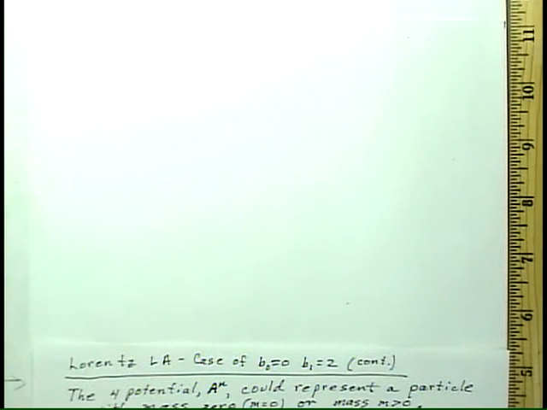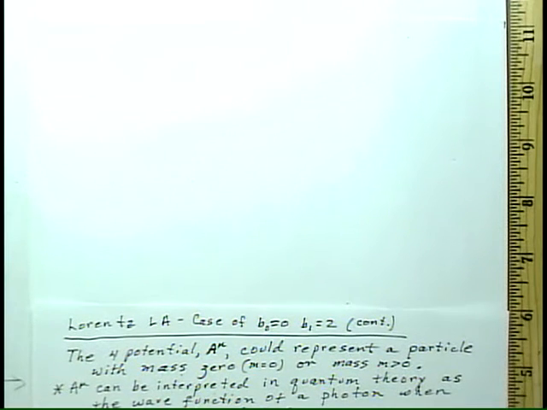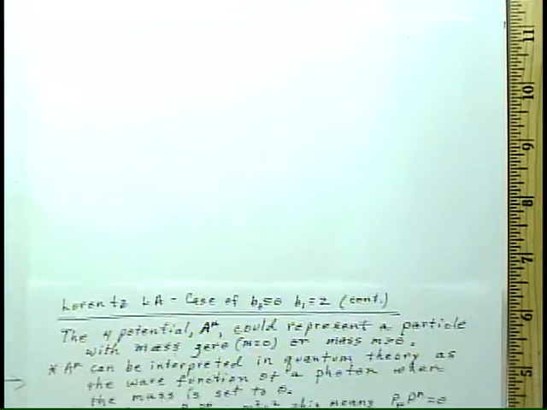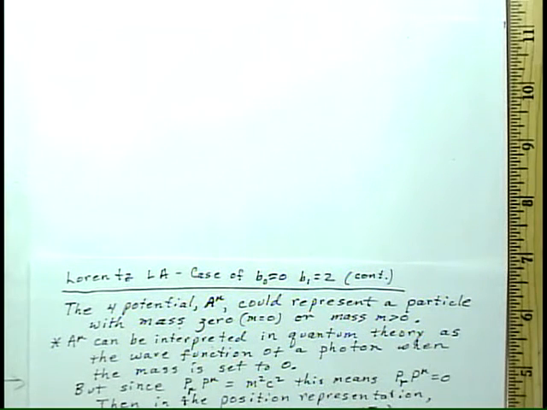Let's talk a little bit more about this representation where B0 is equal to 0 and B1 is equal to 2. The 4-potential A mu could represent a particle with mass 0 or a particle with mass greater than 0, either one. A mu could be interpreted in the quantum theory, it turns out, as a wave function for a photon when the mass is set equal to 0. Now this sounds kind of unusual, but it's actually correct.